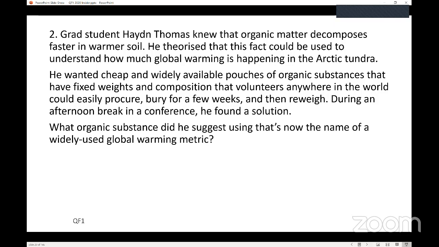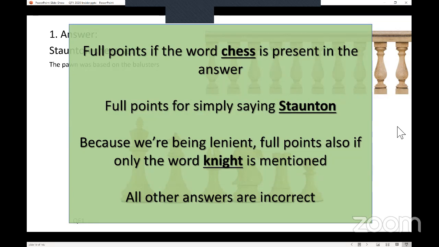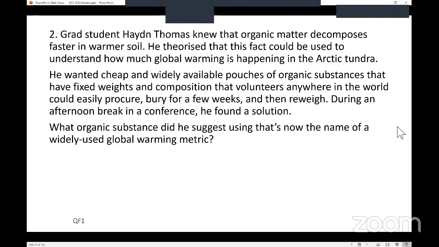This question, a way to measure global warming using something that you immerse and then... Harish, can you move on to the next one? Has anyone raised their hands for this? People have raised hands. I'll enable Siddharth.